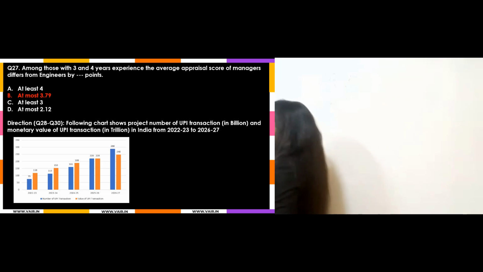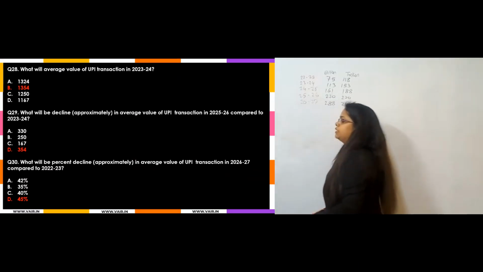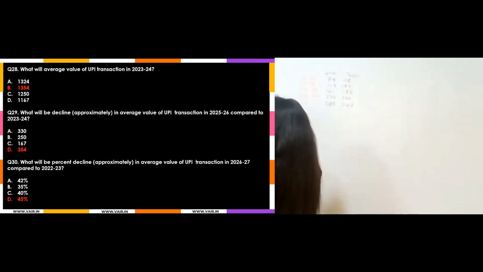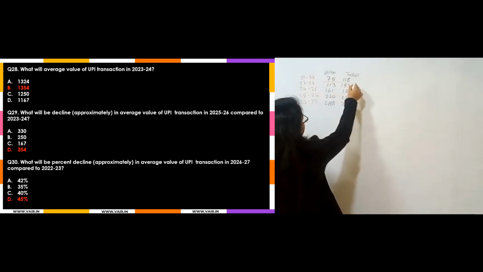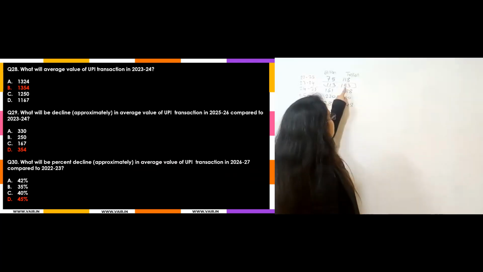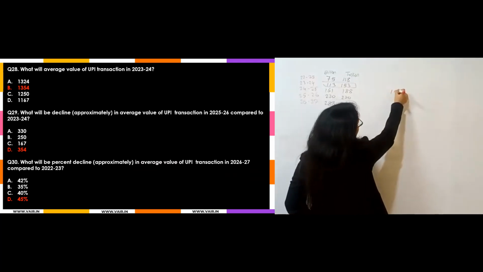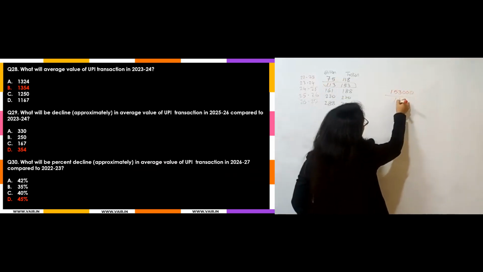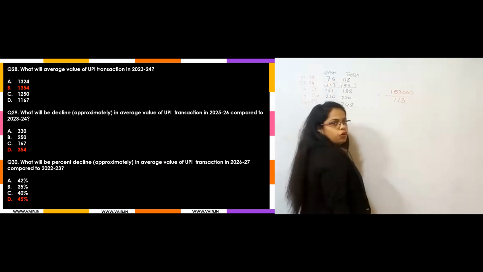Okay, so let's find out the questions. What are they saying? What will be the average value of transaction in year 2023-24? Which means in this one. What will be the average? You can see the total value is 153 trillion. That means 153,000 billion, and the number of transactions was 113. So what will this be?